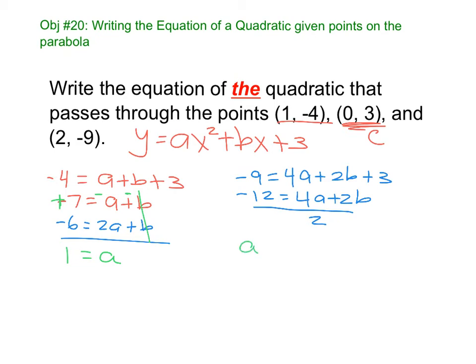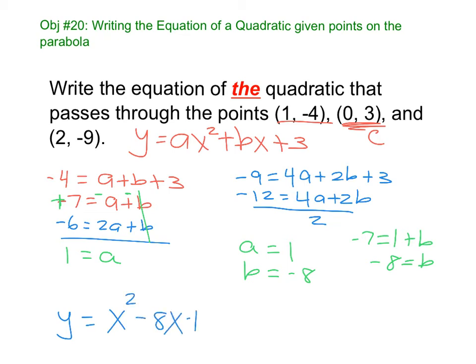So if a equals 1, then b is going to be negative 8, right? Because it was negative 7 equals 1 plus b. So b is negative 8. Yep. All right, so that means my equation is y equals, a is 1, so just x squared, minus 8x plus 3. And that is your answer.